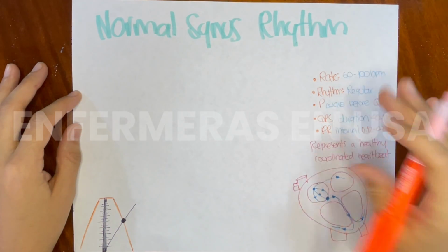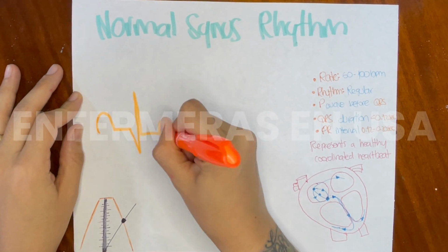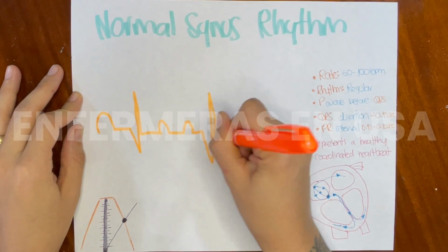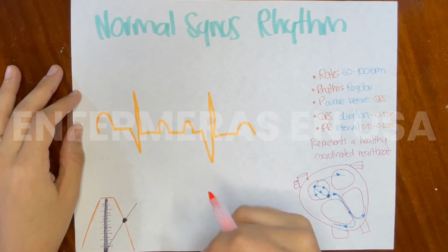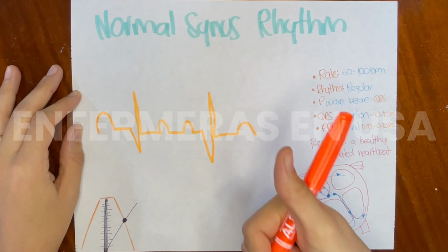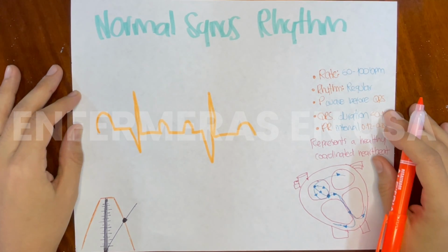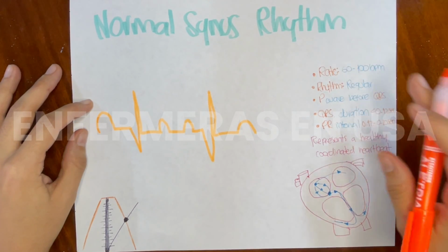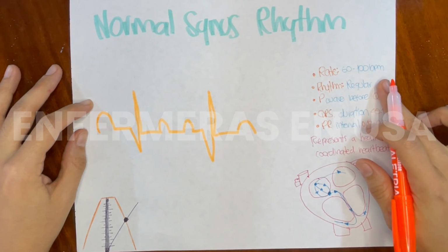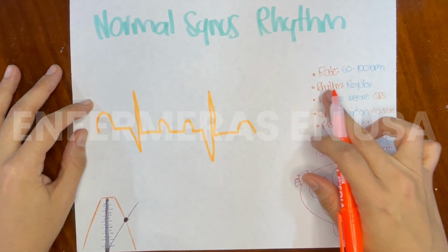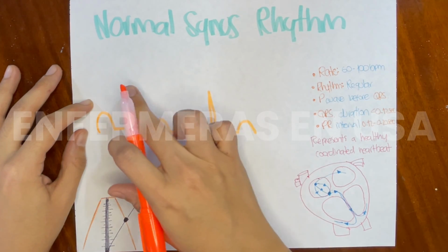Normal sinus rhythm. Visualize it like this: PQRST, PQRST, all equal just like a metronome. It's the heart's organized dance. This is the pattern we want to see: the heart beating regularly in a coordinated way. Key characteristics of this rhythm: heart rate 60 to 100 beats per minute, rhythm regular. The RR intervals, the highest peaks, are evenly spaced.